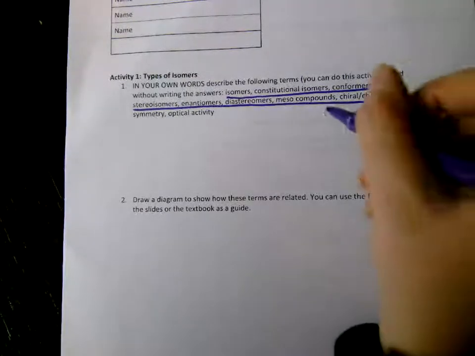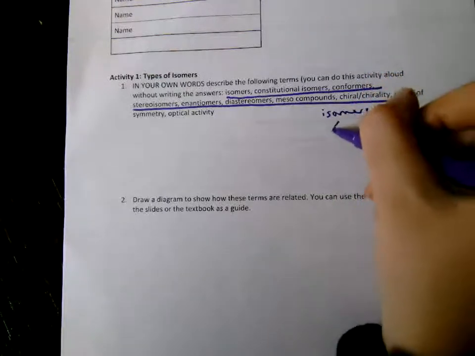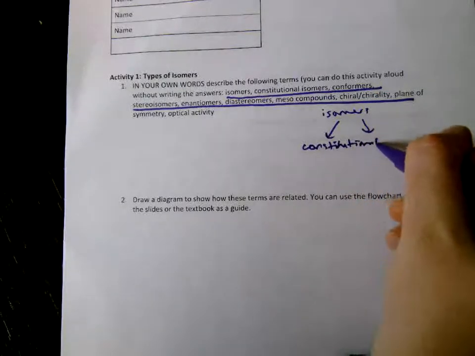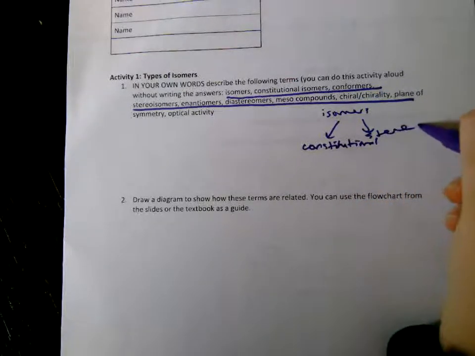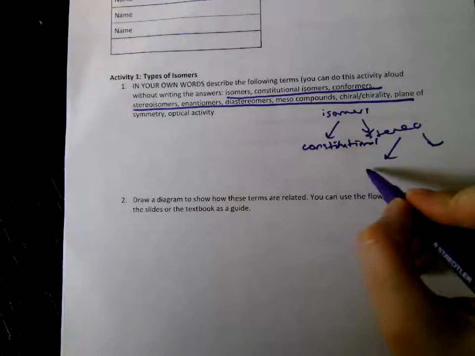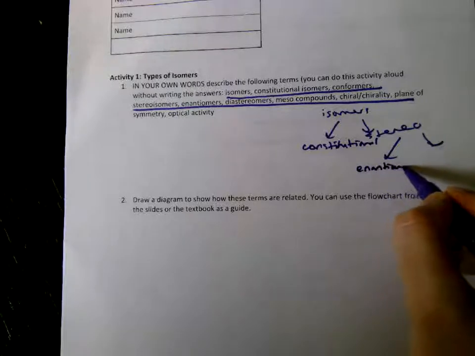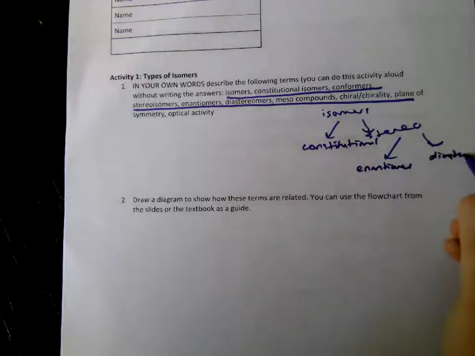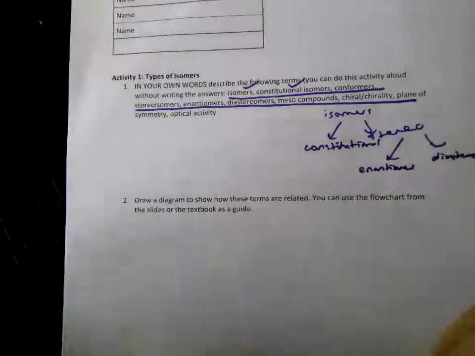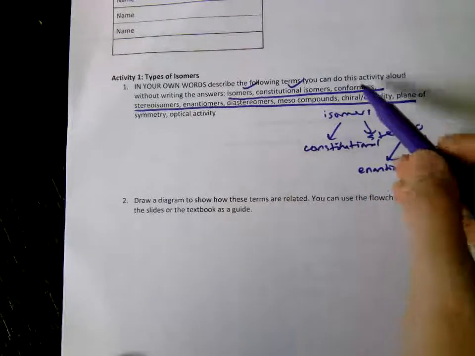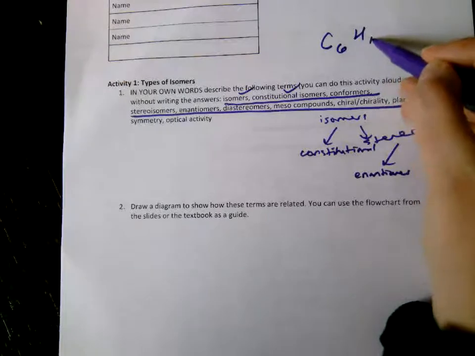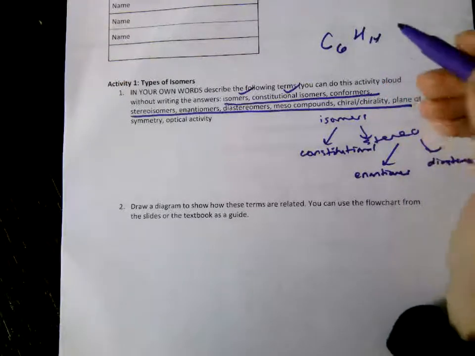Okay, so first I like to start with isomers, and then I break isomers up into constitutional and stereo. Sorry, these kind of ran into each other. And then I break stereoisomers down into enantiomers and diastereomers. So this is kind of my basic tree. So isomers are anything that has the same, I don't even remember what this formula is called, but this very basic formula with the carbons and the hydrogens.